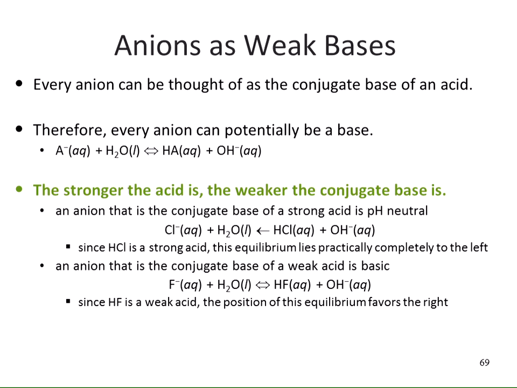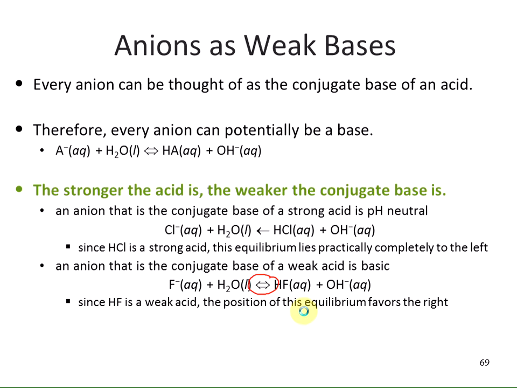An anion that is a conjugate base of a weak acid is basic. For example, F minus, when combined with water, will make HF. HF is a weak acid, and that has an equilibrium established with it. Notice we have the double-ended arrows to represent the equilibrium. Since HF is a weak acid, the position of this equilibrium favors the right.